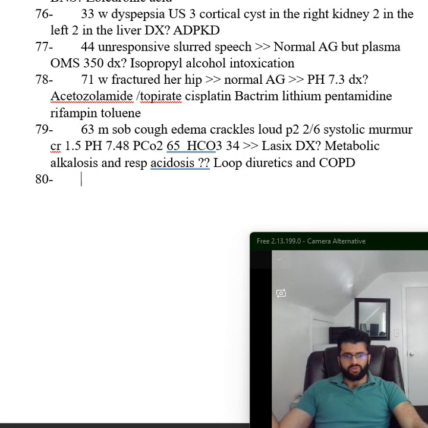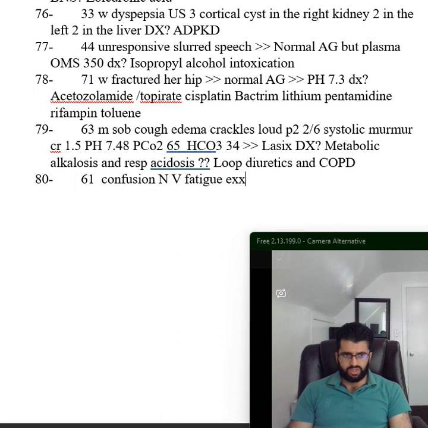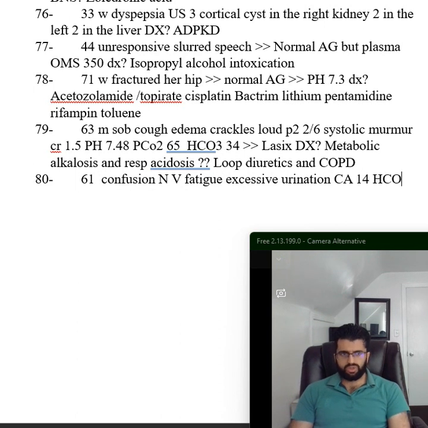Now this case is also a very nice case. A 61-year-old came in with confusion, nausea, vomiting, fatigue, and excessive urination. So you do labs, and the labs are what's going to tell you the magic. You see calcium is 14, HCO3 bicarbonate is 34.